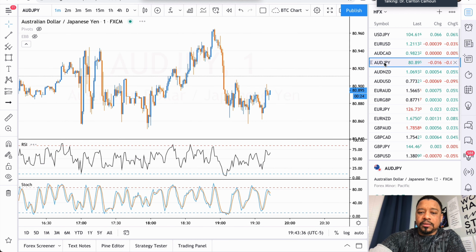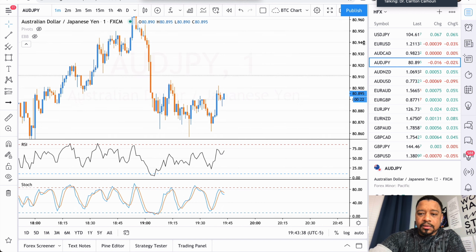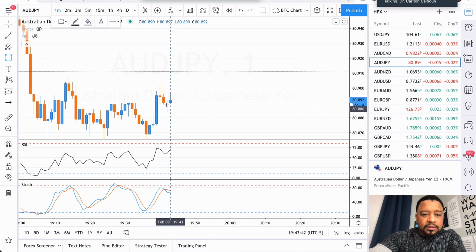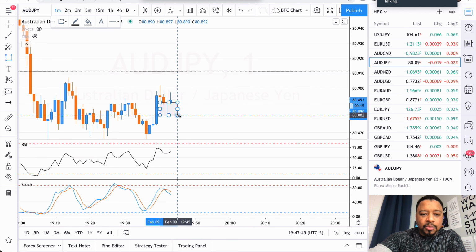Oh, look at this. Look at this. I'm always mentioning these patterns. It's a morning star.